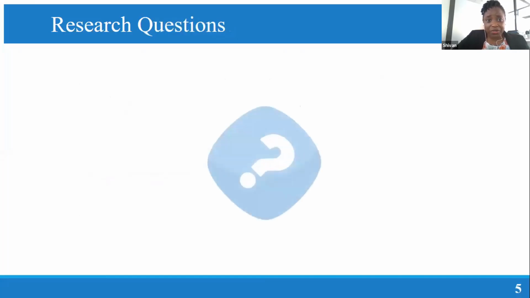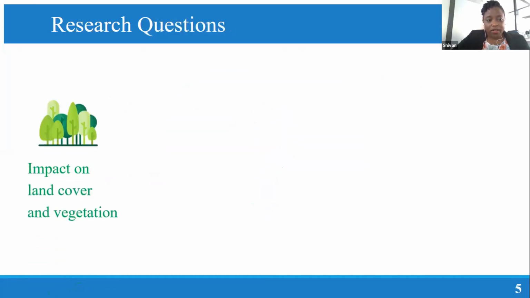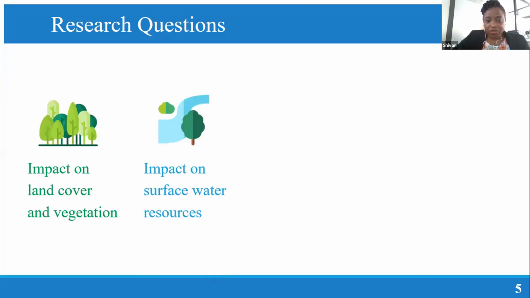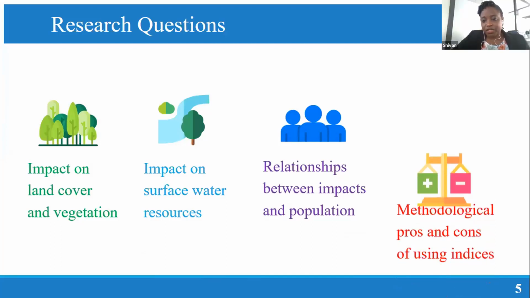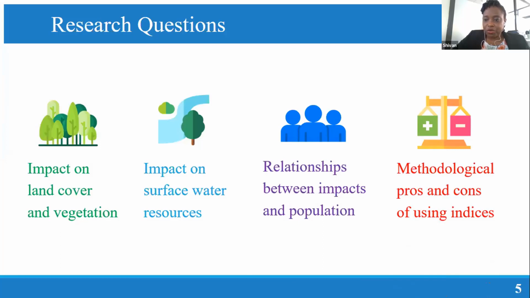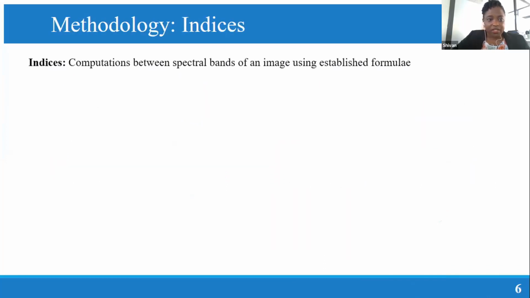My guiding research questions were: 1, what is the impact on land cover and vegetation? What's the impact on surface water resources? What are the relationships between the impacts I find and the population? And what are the methodological pros and cons of using indices?